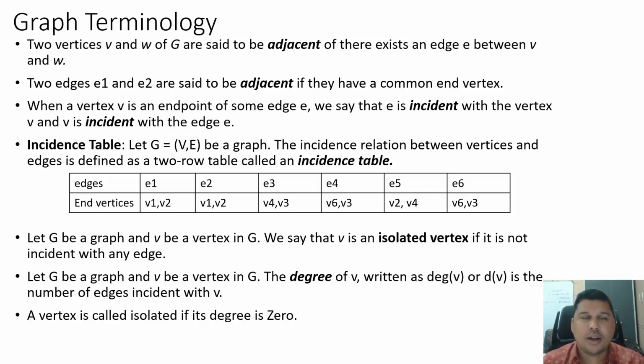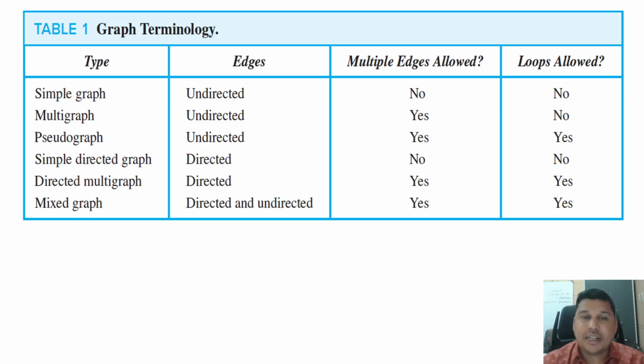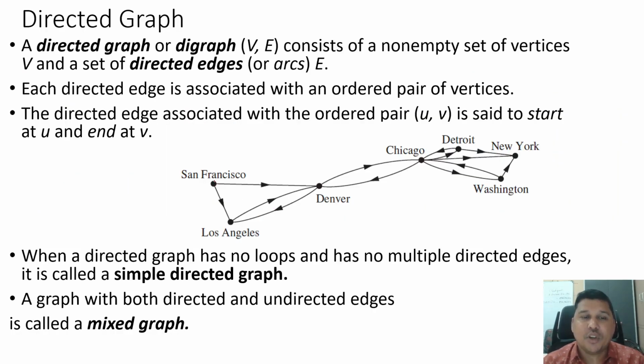Let's explore a few more concepts in graph theory. The next concept is adjacent. Two vertices V and W of G are called adjacent if there exists an edge between V and W. In this graph, we say this vertex San Francisco and this vertex Denver are adjacent to each other because there is an edge between both of them.